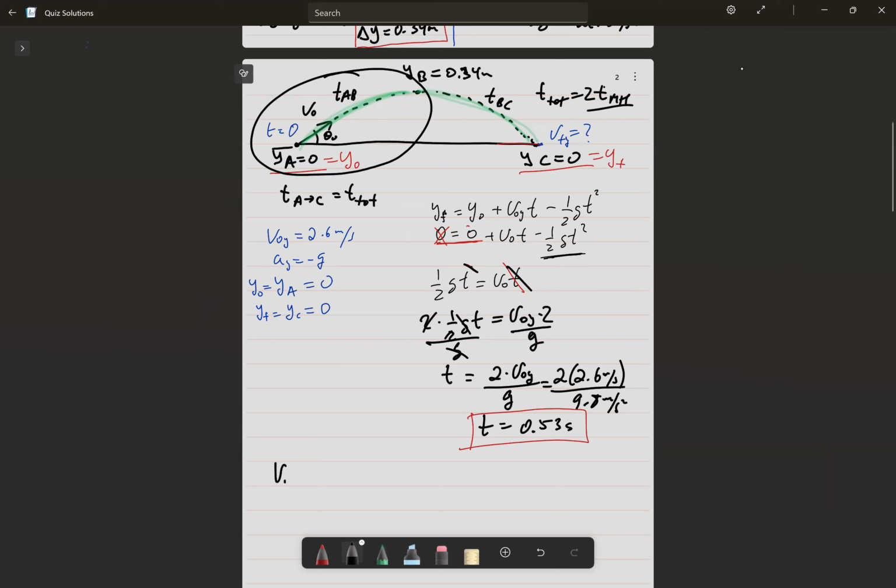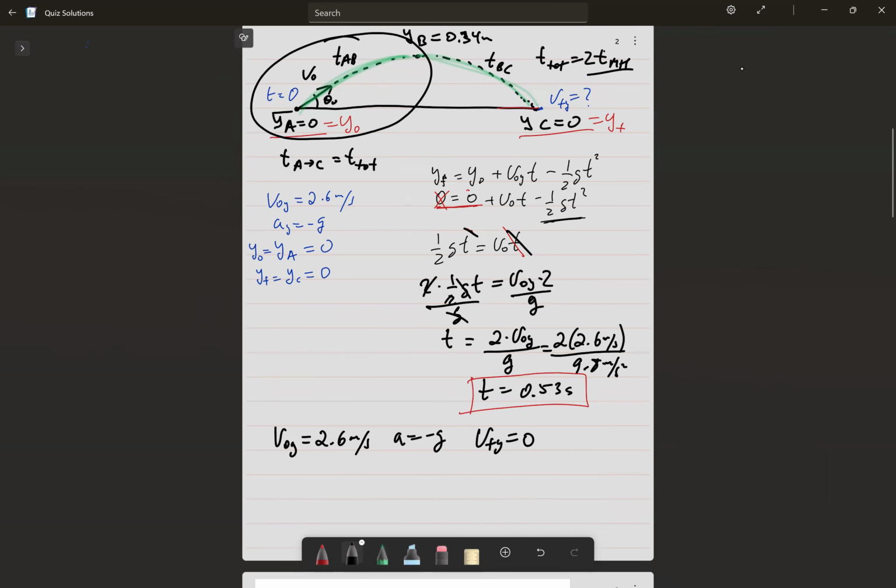Because we have the initial velocity at point A, and that's 2.6 meters per second in the y direction, remember. We have acceleration equals negative g, and we know that the final velocity at point B equals 0. We know that because that's our maximum height. So using equation 1, v final y equals v initial y minus gt, I can say this is 0, and then rearrange, move the gt to the other side. So gt is equal to v naught y.